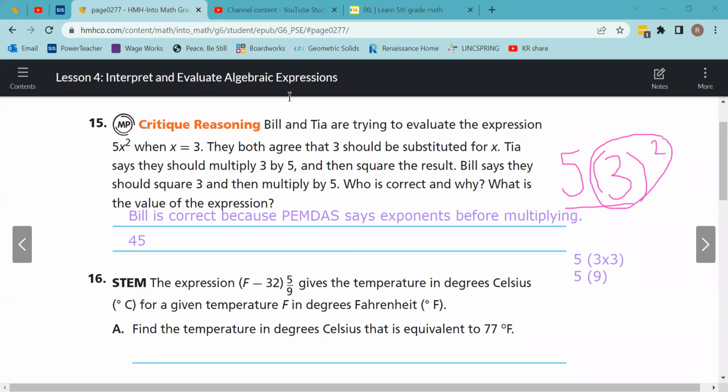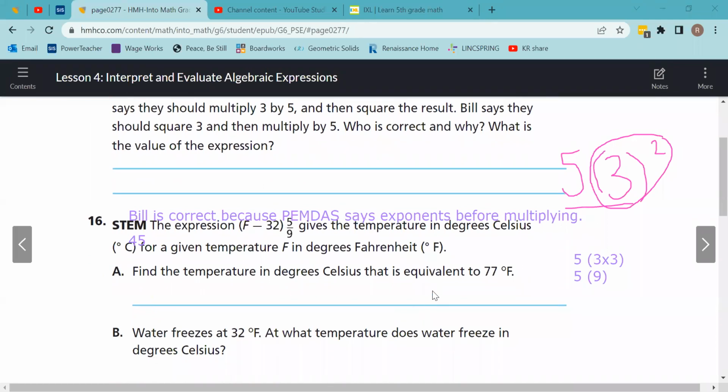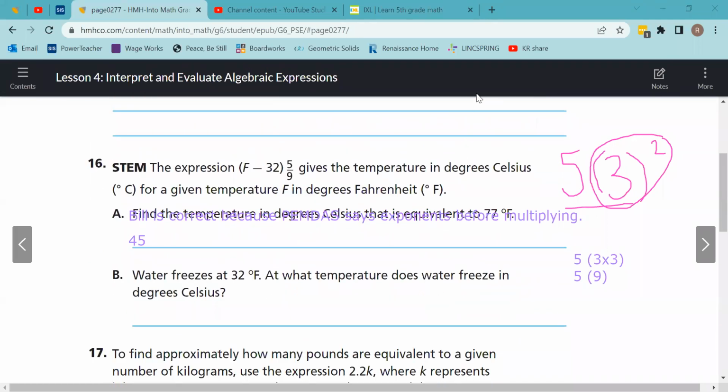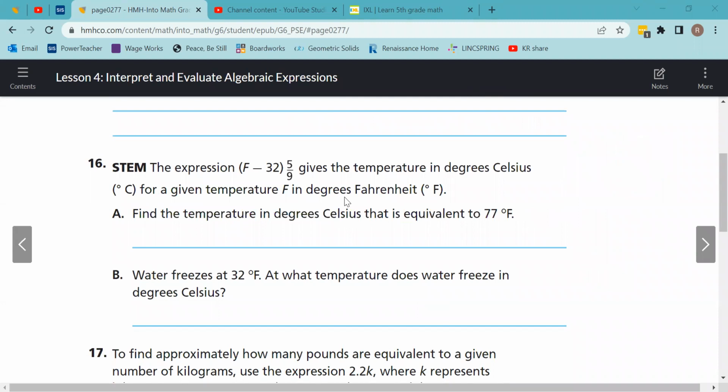Number 16, some STEM connection. I always have this amazing thought that I'm just going to memorize Fahrenheit to Celsius conversions. And I never have it down. I just sometimes know approximations. I know that 100 degrees Celsius is the boiling point of water, which is the same as 212 degrees Fahrenheit. I know that 0 degrees Celsius is the freezing point of water, which is 32 degrees Fahrenheit. Anyway, the expression F minus 32, and then you take that times 5/9, gives the temperature in degrees Celsius for the Fahrenheit that's given.